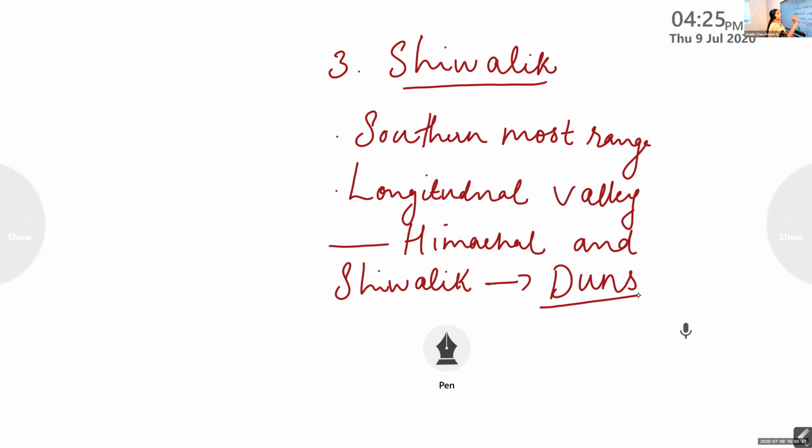What is a longitudinal valley? A longitudinal valley means a valley between two parallel mountains. A valley found between two parallel mountains is called a longitudinal valley. Clear? So, the valley found between Shivalik and Himachal, the second and third ranges, is called duns.